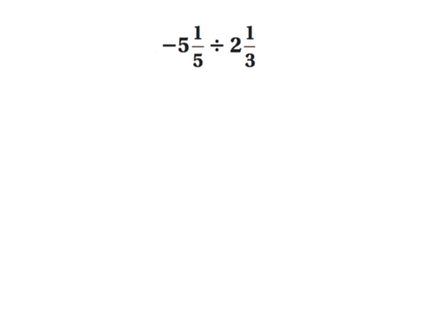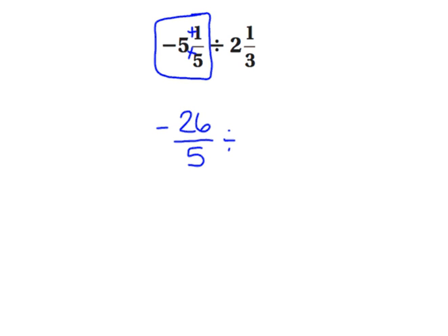We're dividing a negative by a positive, so our final answer will be negative. Until then, I'm going to ignore the negative and just work with the absolute values. So, first mixed number, we're going to change it to an improper fraction. We're going to multiply 5 times 5 and then add 1 to get 26, and that's going to be negative 26 fifths, divided by, and for my second mixed number, I'm going to multiply 2 times 3, which is 6, and then add 1 to get 7 out of 3, or 7/3.